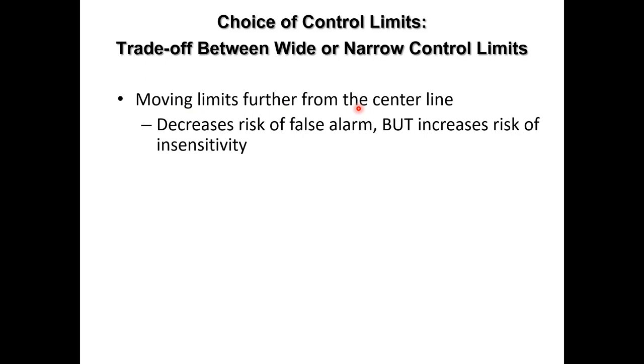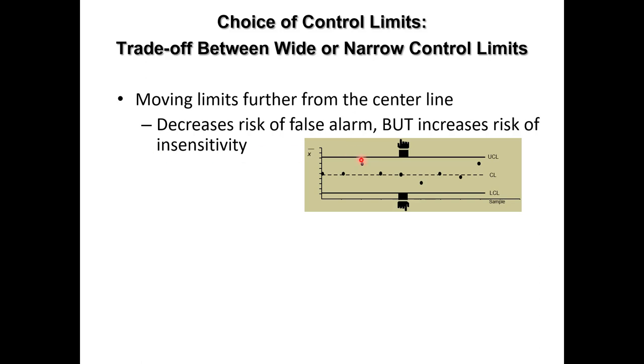It is simply to say that moving limits further from the center will decrease the risk of false alarm. However, it will increase the risk of insensitivity. So when you move further from the center line, you come out with wide control limits. In such a situation, you are decreasing the false alarm, but at the same time you increase the problem of insensitivity of your control chart.